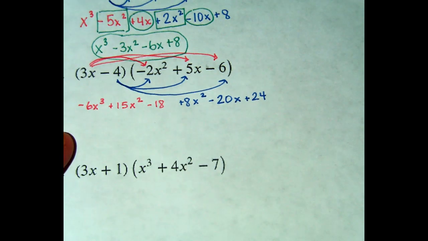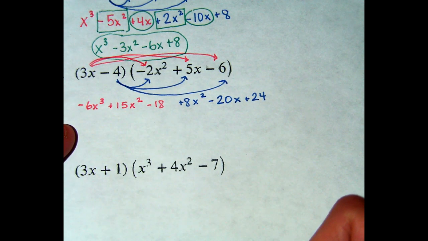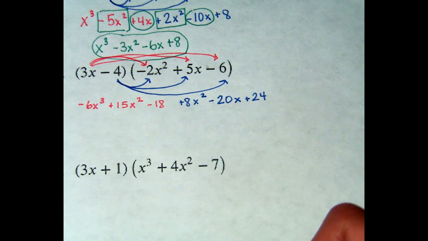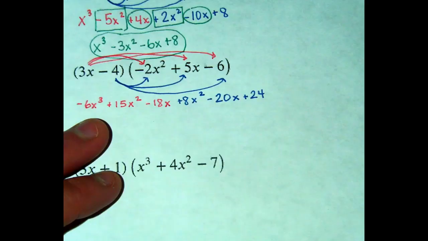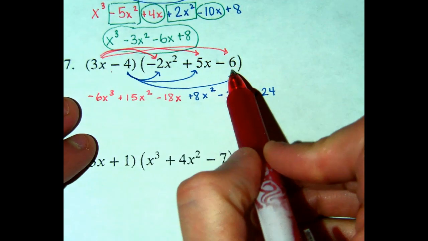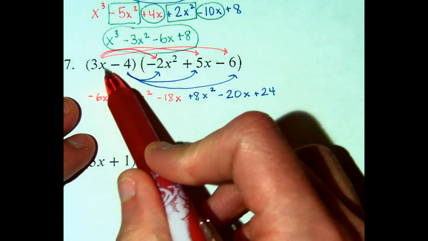Okay, is this all right? Is this what everybody got? The first step. I see some no shakes. There is one thing wrong with this. What is it? The negative 18, it should have an x. 3x times negative 6 is negative 18x. Don't forget those x's are 3.